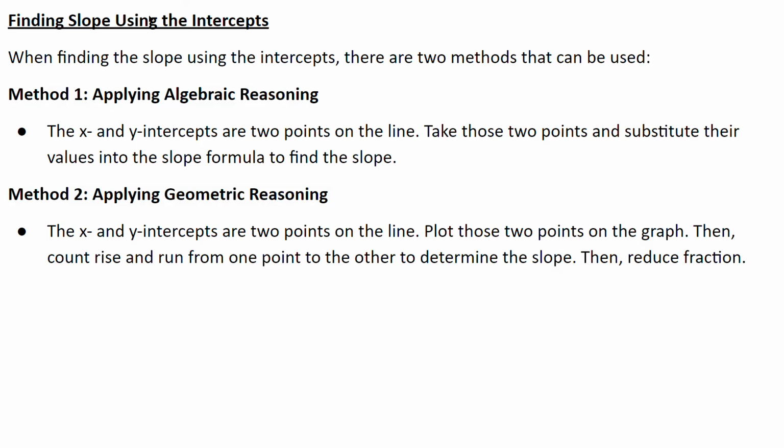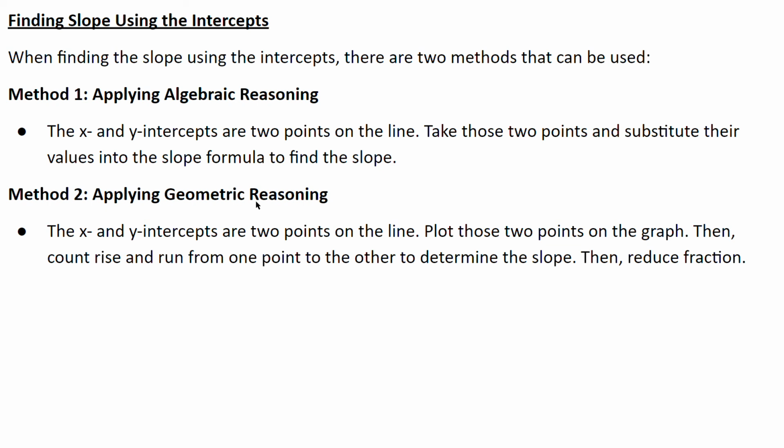We want to find the slope using the intercepts. So when finding the slope using the intercepts, there are two methods that can be used. We can apply the algebraic reasoning. So this was what we learned before. We know that the x and y intercepts are just 2 points on the line. So we can take these 2 points as our x1 and y1 and our x2 and y2, and substitute their values into the slope formula to find the slope.